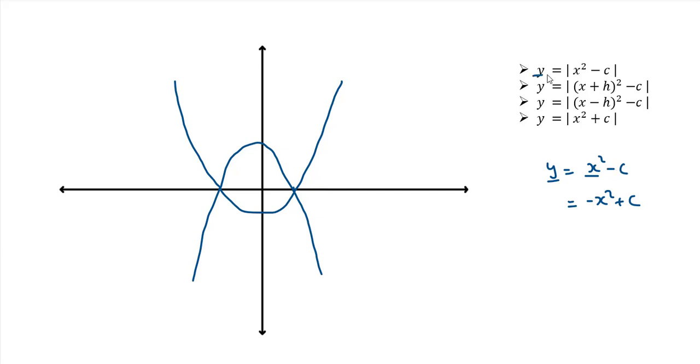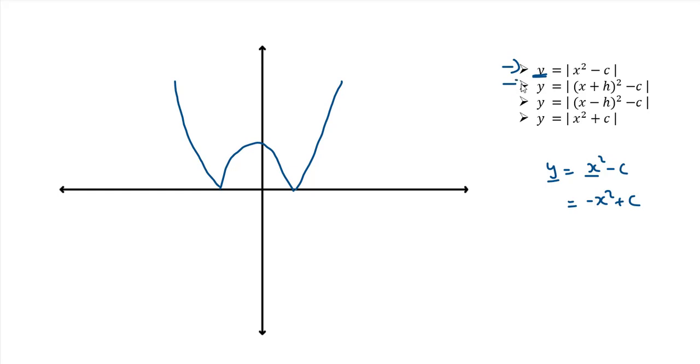But overall, we need the value of y to be positive. So we'll have to delete all the portion of graph which is below the x-axis, because below the x-axis the value of y will become negative, and for this equation the value of y can never be negative. So we'll have to delete this portion, and this portion. This is how your graph for the first equation will look.